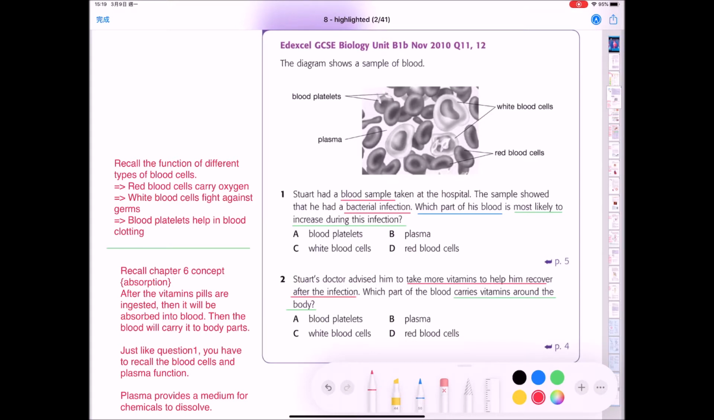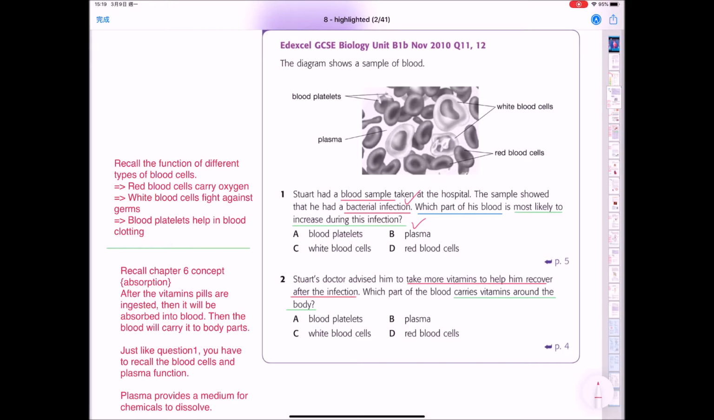For these two questions, we are taking a look at a blood sample. In this blood sample, it was found that the patient had a bacterial infection. So which part of his blood is most likely to increase during the infection? At least we know there are two main points here: bacterial infection, and we need to identify which type of blood cell will increase in amount during the infection.